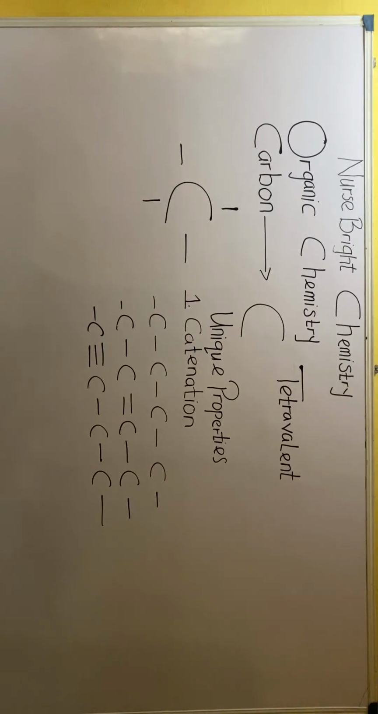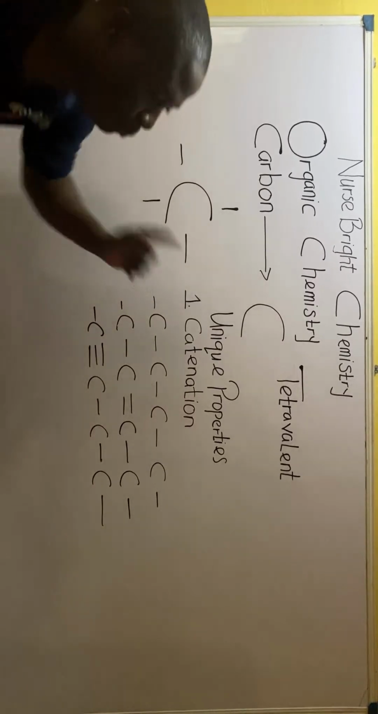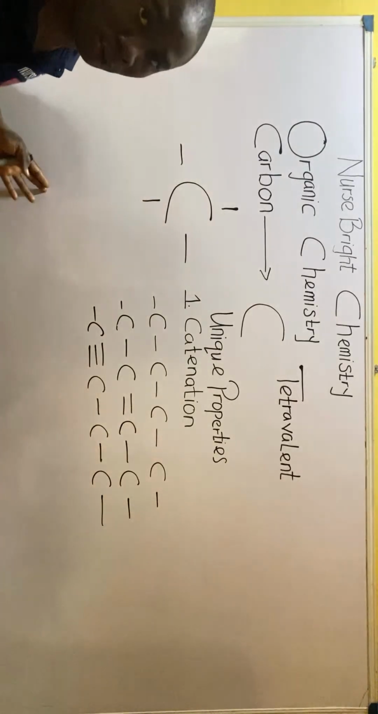What's another unique property of carbon? That is called hybridization. Now, on hybridization, I won't really stress on that aspect. There are other things I have to tell you guys here. So just know that carbon also undergoes what we call hybridization. That is another unique property of carbon.